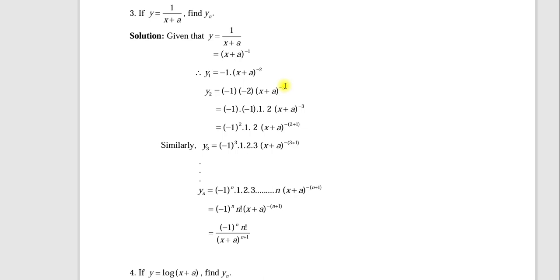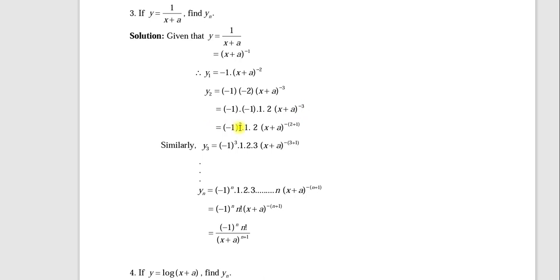Now let us break it down a bit. We can write minus 2 as minus 1 into 1 into 2. We basically did this to see the pattern. We will see it after a while. And we can write (x plus a) to the power minus 3 as minus of 2 plus 1. Why did we write it this way? Because there is y2. To match the pattern, we wrote 3 as 2 plus 1.